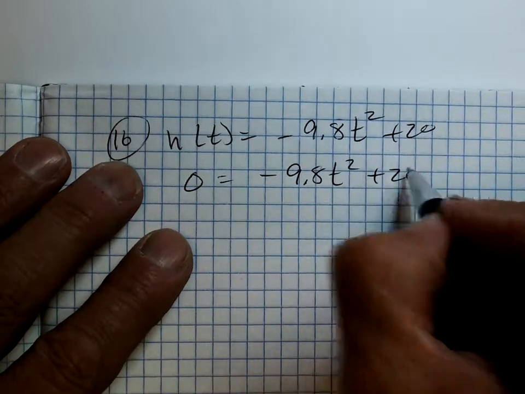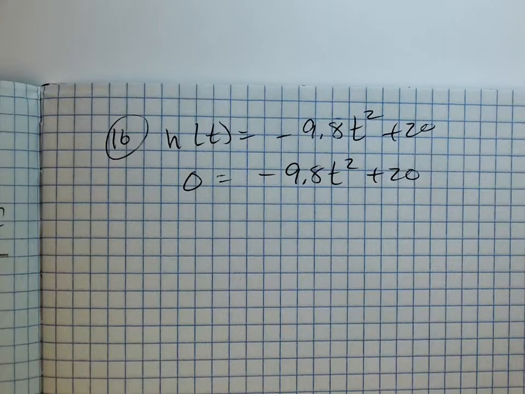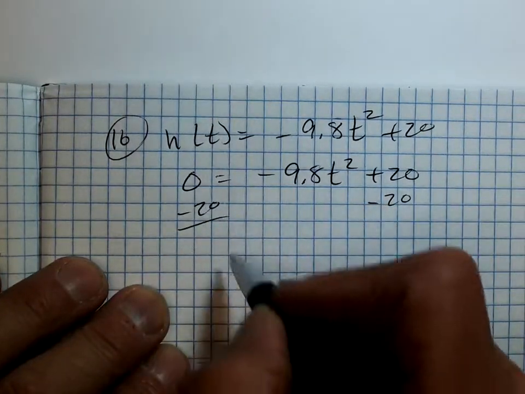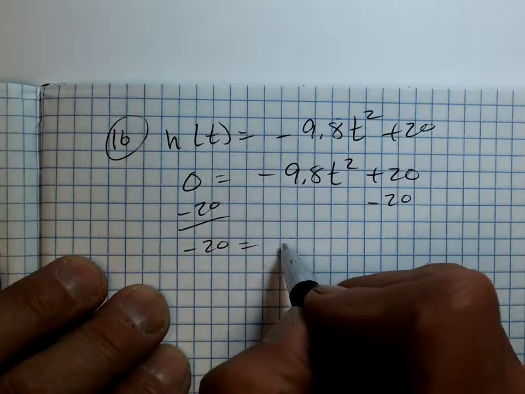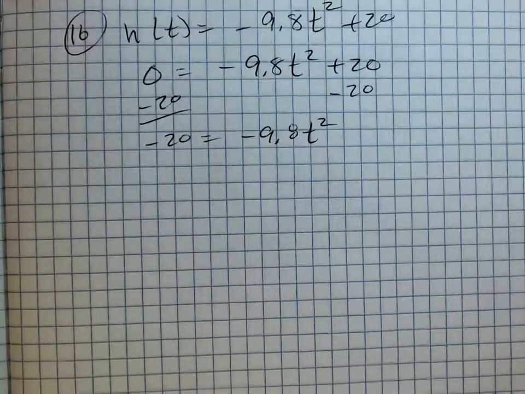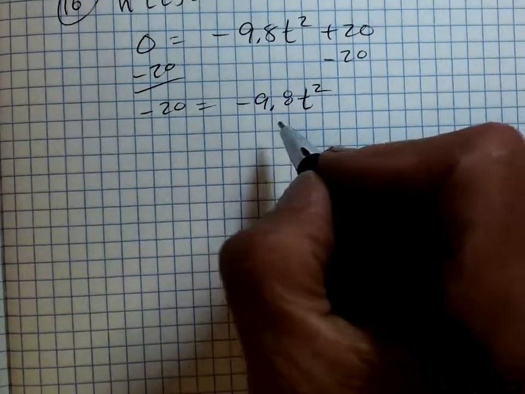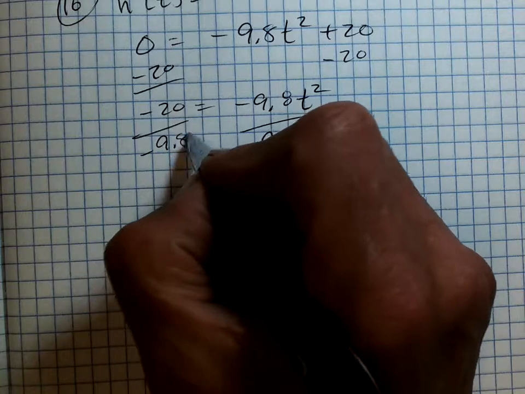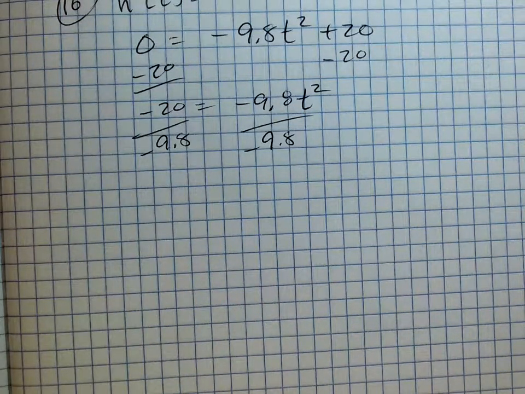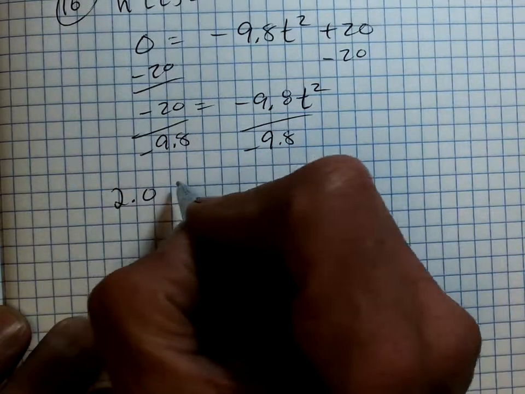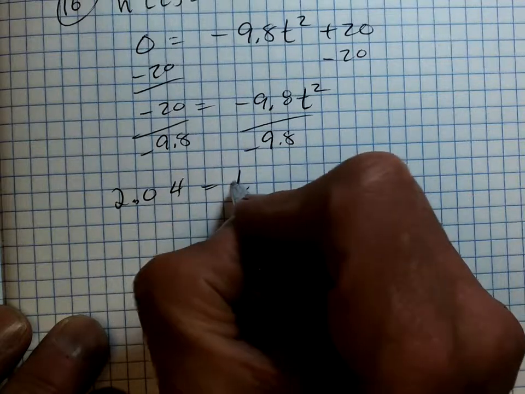So set it equal to 0. Let's solve. Minus 20 minus 20. Negative 20 equals negative 9.8 t squared. I'm just going to solve for t. Divide by negative 9.8. So what is 20 divided by 9.8? I'll use my calculator. It's about 2.04. About 2.04 equals t squared.